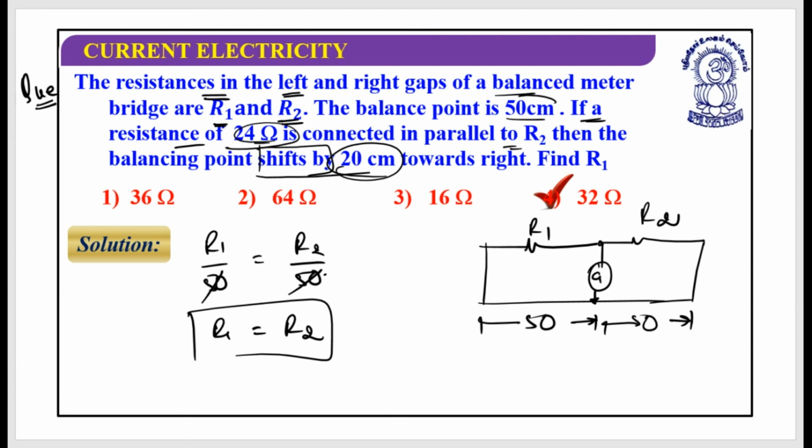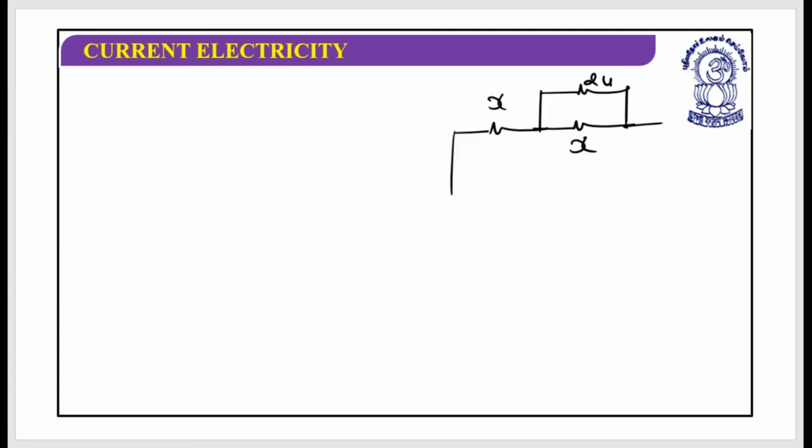That means initially it was at 50 centimeter, and now it has been shifted by 20 centimeter towards the right. That means initially it is at 50, now it is at 70. It is somewhere here. This is 70 and this is 30. Is it clear?